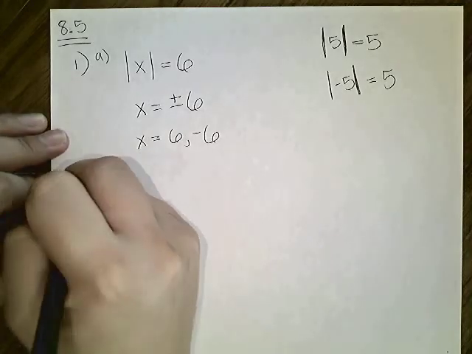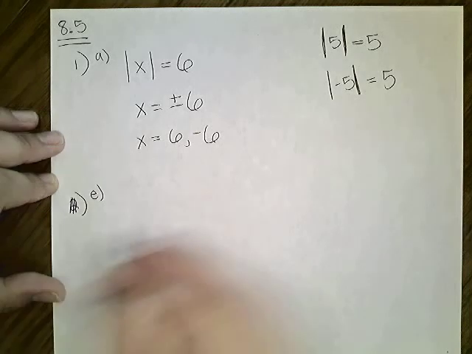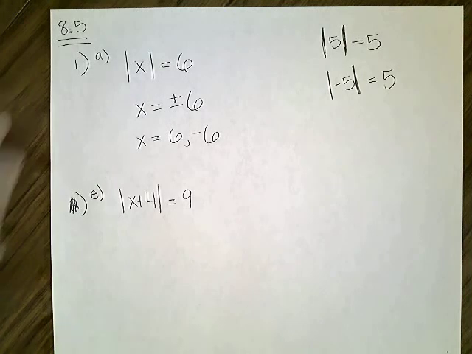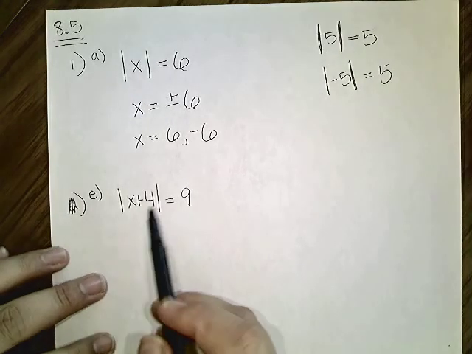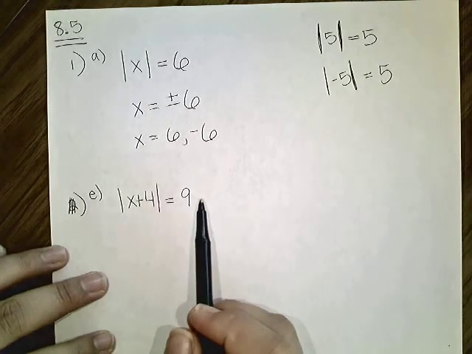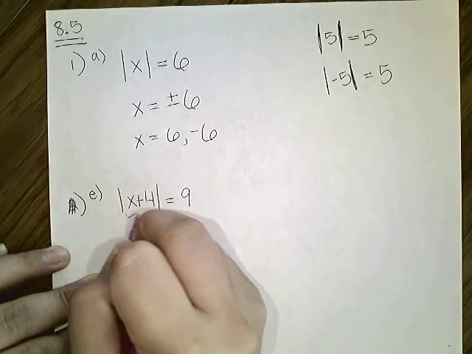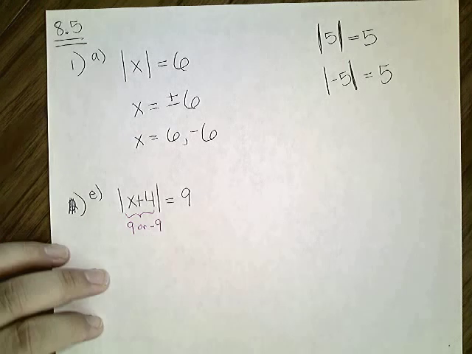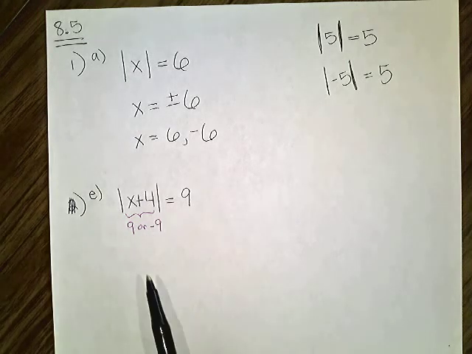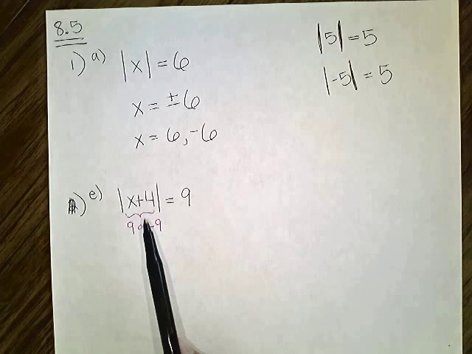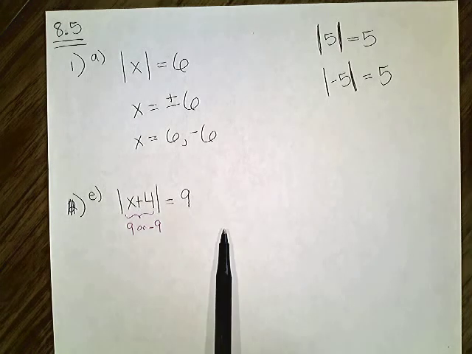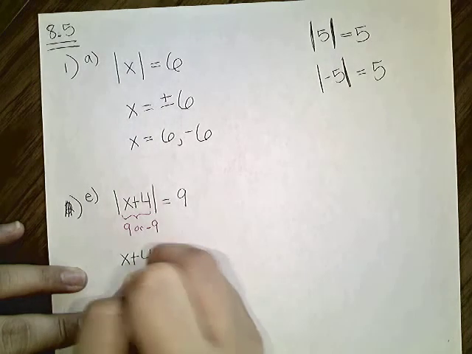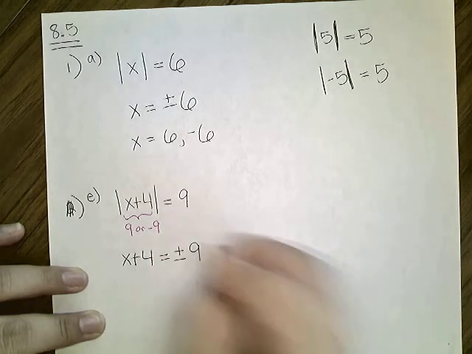Now we can take this and do something a little more complex with it. For instance, number 1e, we have the absolute value of x plus 4 equals 9. So again, we have the absolute value of something equals 9. So we know that the inside here can either equal 9 or a -9. And one way to express this is we can think of the inside as equaling plus or minus 9, which is the way that I like to look at it. So the inside, x plus 4, can equal plus or minus 9.